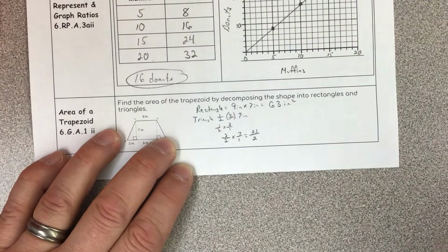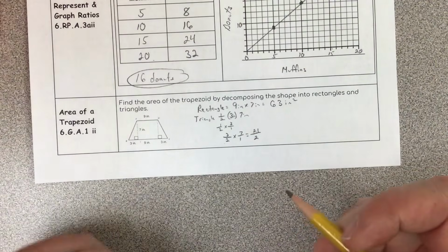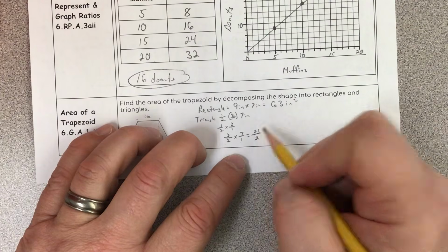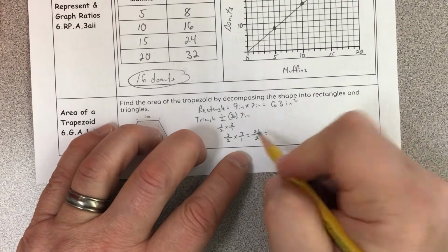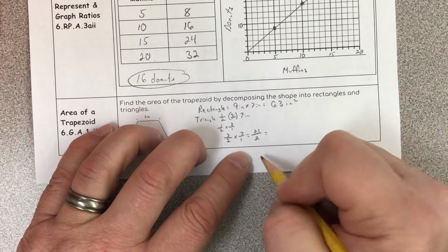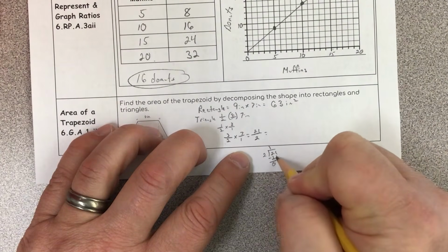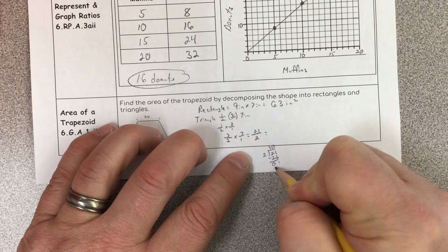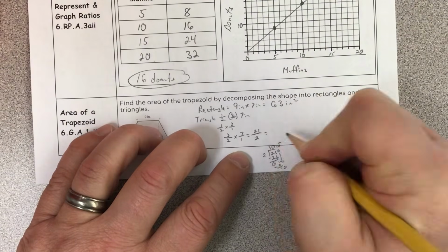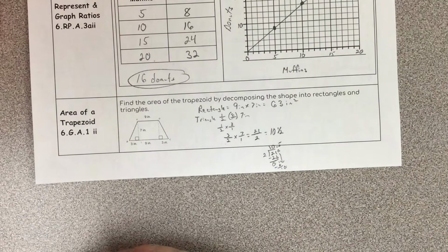So 21/2. Now I'm going to go ahead and simplify this just because I want to add this to my rectangle. So 21/2 is, 2 goes into 21. Let's see. I'll show you that here. 2 goes into 2 once. Bring my 1 down. 0. Bring a 0 down. 2 goes into 10 5 times. So 10 and 1/2. Or 10.5, whichever way you want to do it.